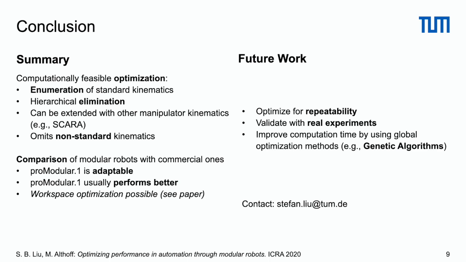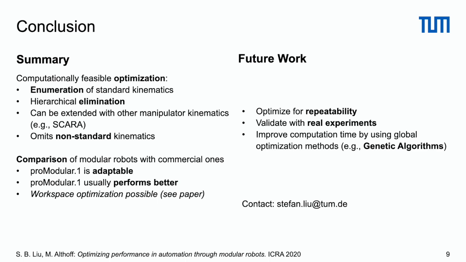In a comparison of modular robots with commercial ones, we found that our Modular 1 robot is adaptable to the tasks of all 3 compared commercial robots, and usually performs better. The same conclusion goes for workspace optimization, which we did not cover in this presentation.